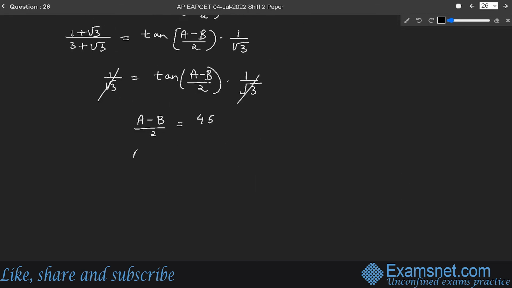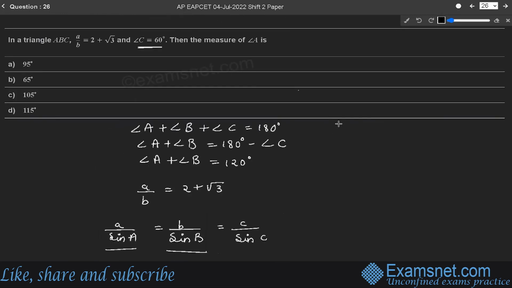So from here, we can get the value for A minus B. A minus B will be 2 into 45, which is 90 degree. And we know that A plus B is 120 degree. So on solving both these equations, we get angle A is equal to 105 degree. So we can say that the measure of angle A is 105 degree. So option number C is the correct option for this question. I hope this question is clear to you.